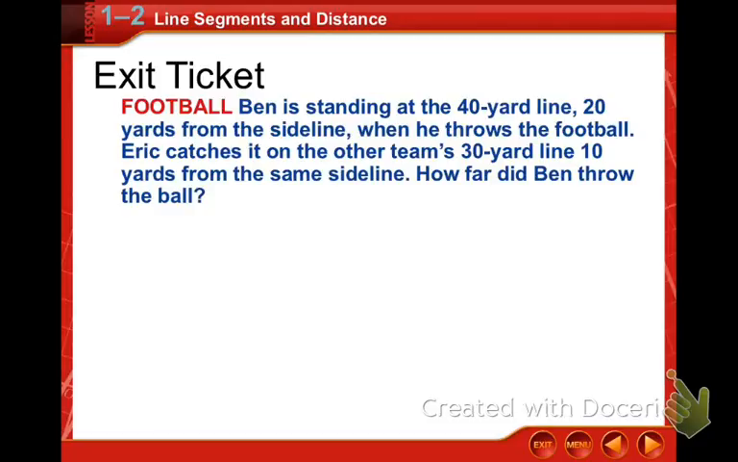So keep in mind, if he's on the other team's 30, going from the end zone to the 30, it's going to be 50 plus 20, so he's at 70 yards away. So Ben is at 40, Eric is at 70. So our points would be 40, 20, and 70, 10. And you just plug those into the formula like we just did.